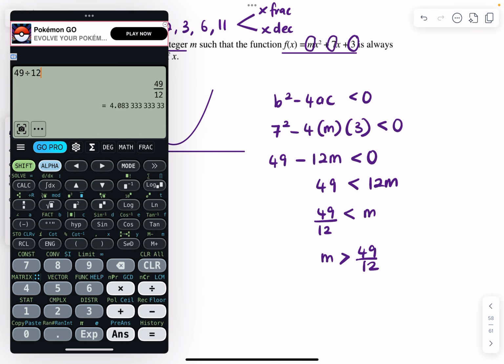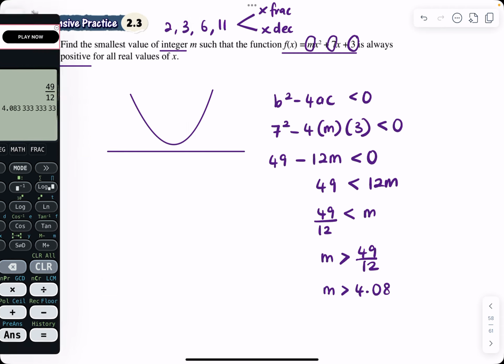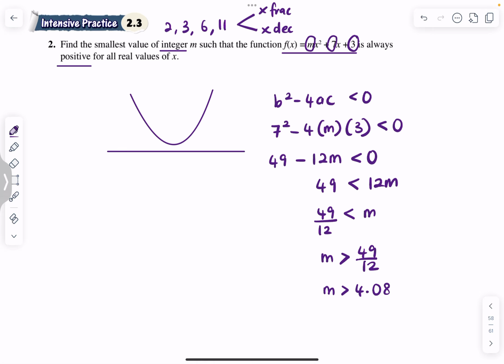49 divided by 12 is 4.08. Right. So here they're asking us for the smallest value of integer m. So the smallest value can be 5, because it cannot take 4. Because here they said m must be more than 4.08. So the smallest possible value would be 5.